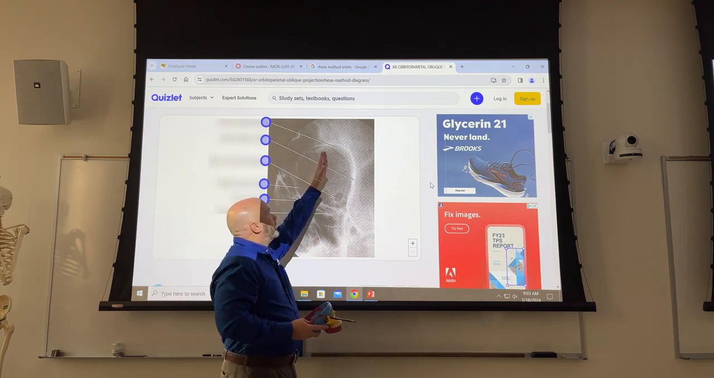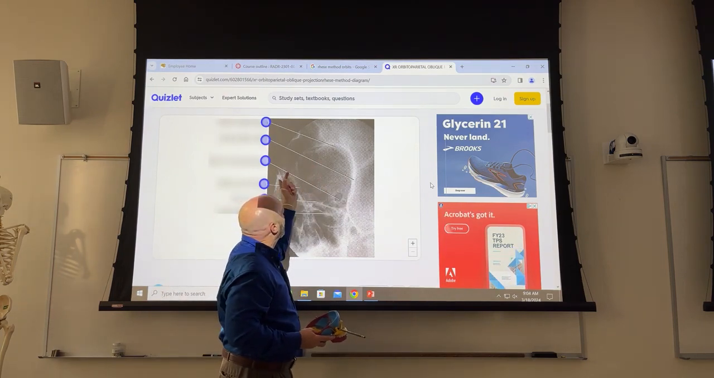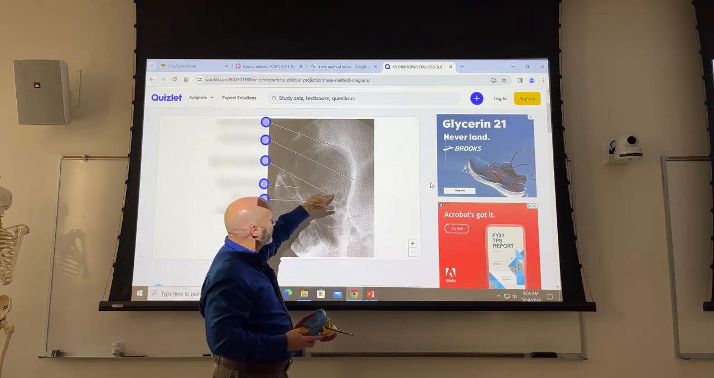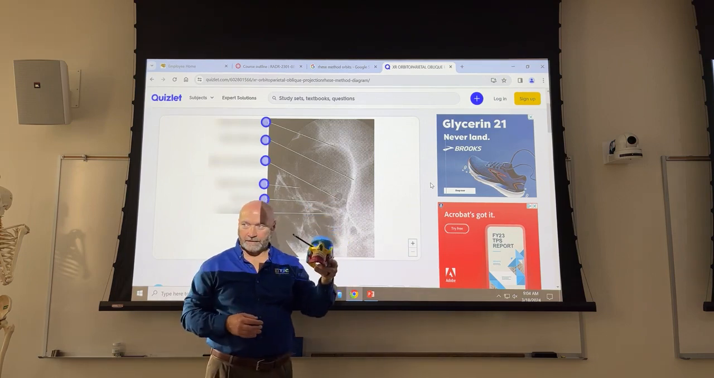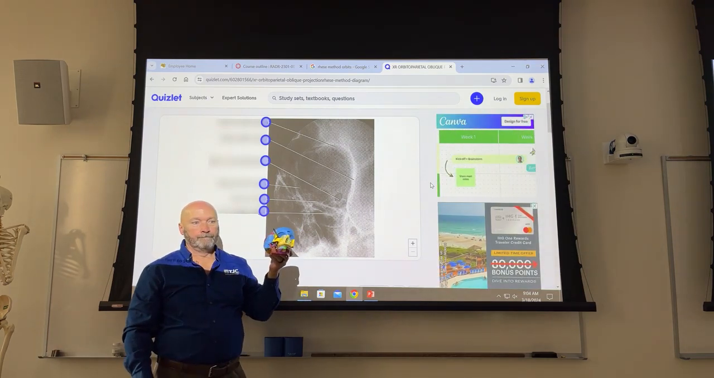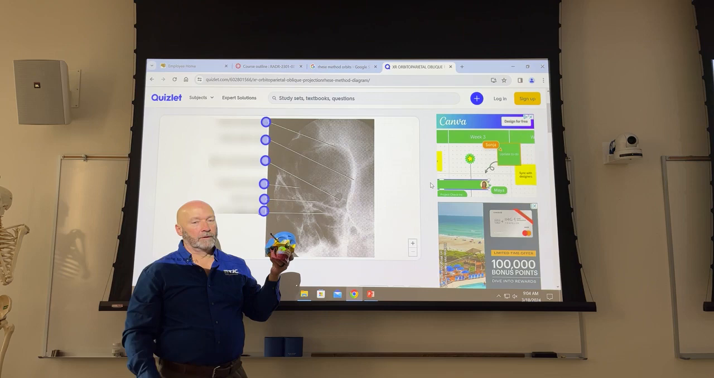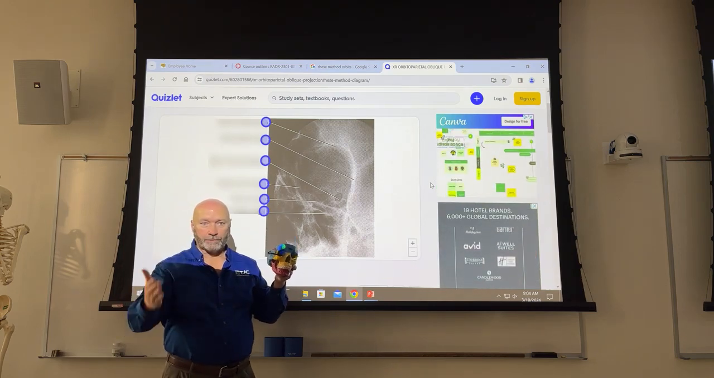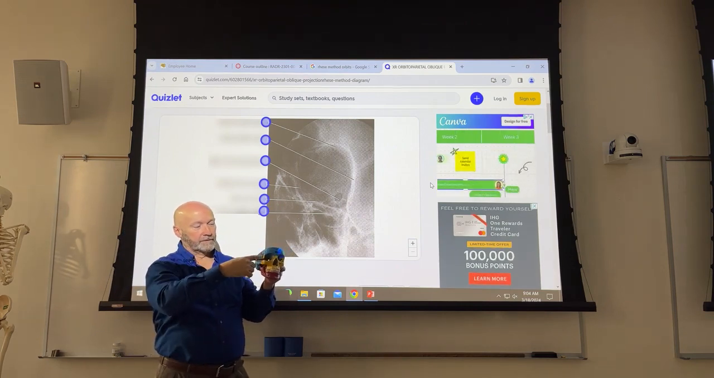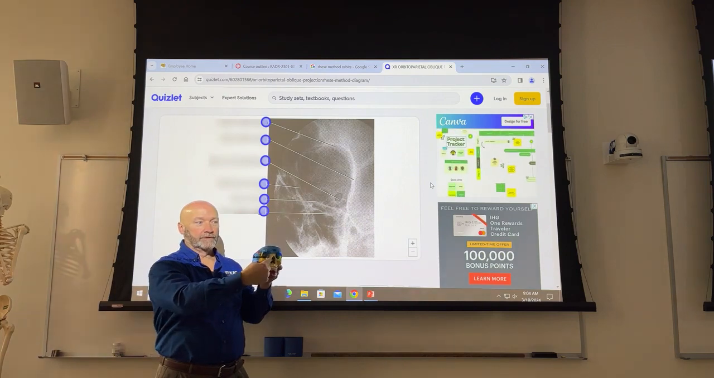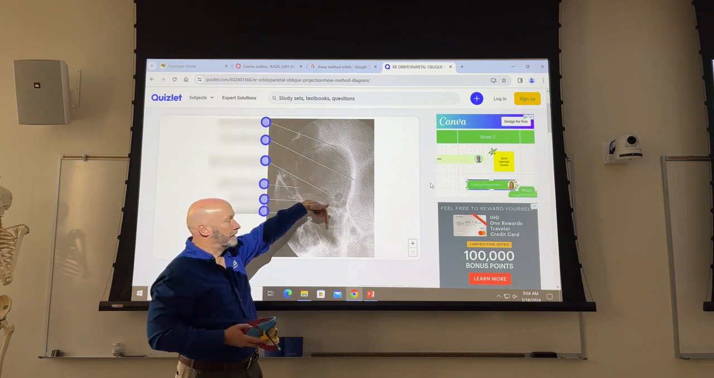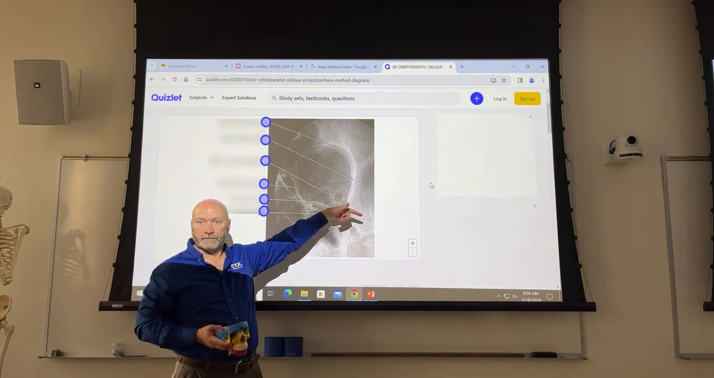So if I were to draw one from top to bottom and from outer to inner, this being inner, which quadrant would you identify where the pencil's coming through the orbit? It's coming through the outer portion of the orbit, right here. So this is upper, this is lower, this is inner, this is outer. So where it should put the optic canal is in the lower outer quadrant.